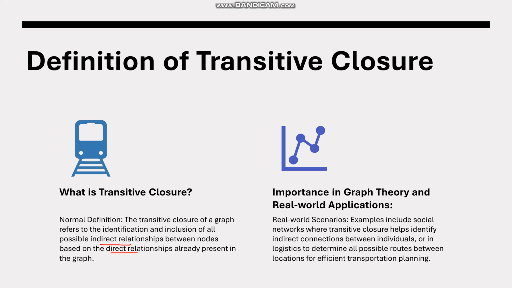What is the importance of transitive closure? It's important because it helps us in social networks, where transitive closure helps identify indirect connections between individuals. Also, it helps us logistically to determine all possible routes between locations for efficient transportation planning.